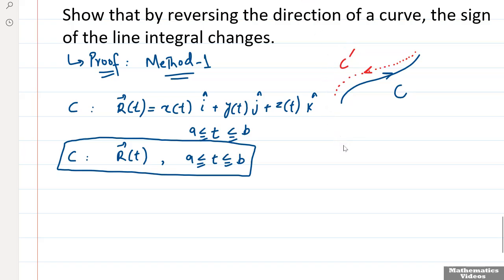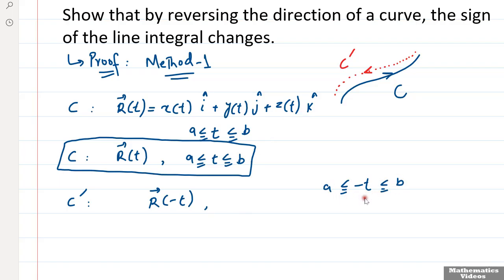Okay, I have seen a number of textbooks on differential geometry in which the authors say that if you want to reverse the direction of a curve, you have to simply reverse the sign of the parameter in the parametric representation of the curve. So it means that the curve C prime is described by the vector r of minus t, which is equal to x of minus t i unit vector plus y of minus t j unit vector plus z of minus t k unit vector, and minus t ranges from a to b in this case.